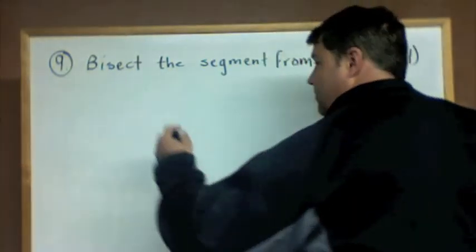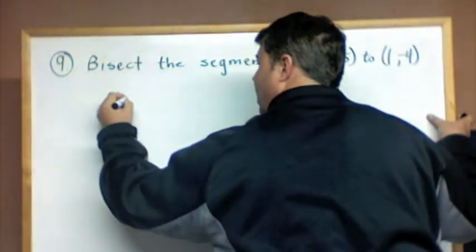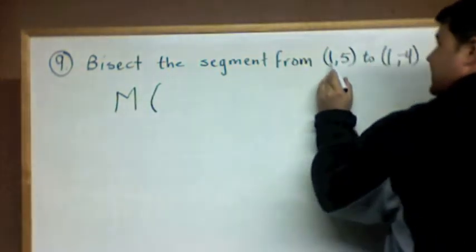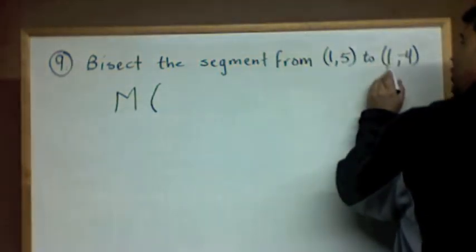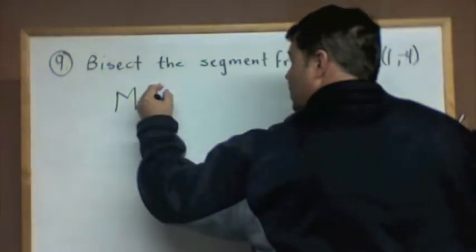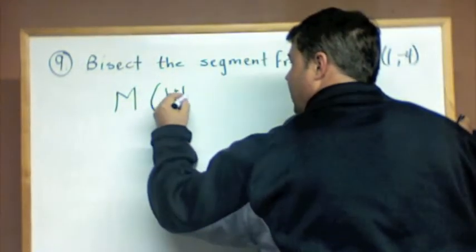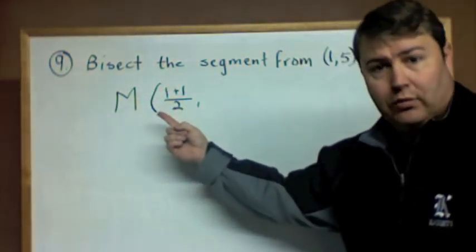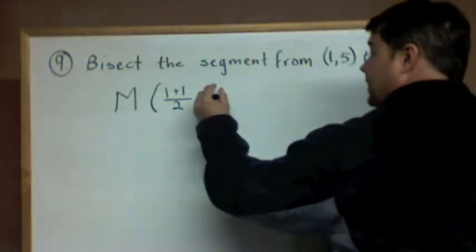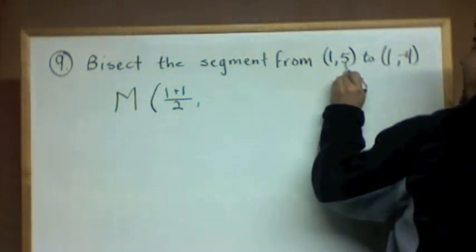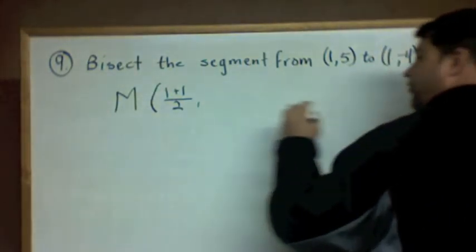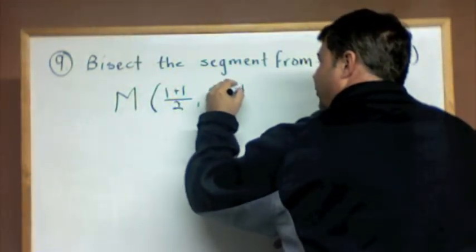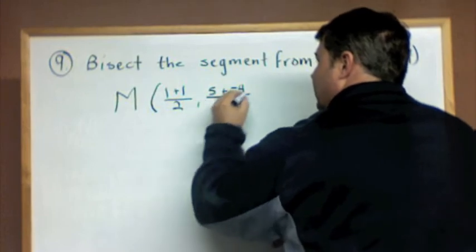So the midpoint, by the midpoint formula, is going to be this. We're going to call the midpoint M. Its x-coordinate will be this x-coordinate plus that x-coordinate, and then divide by 2. So 1 plus 1 divided by 2. That'll be the x-coordinate of my midpoint. To get the y-coordinate, I take this y, 5, add -4, so that's 5 plus -4, then I divide by 2.